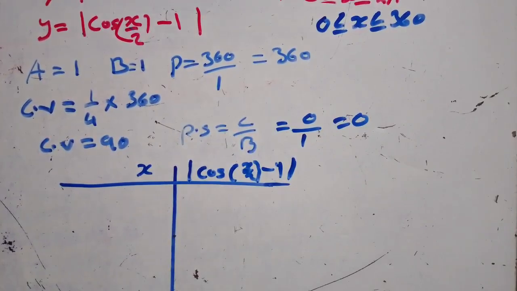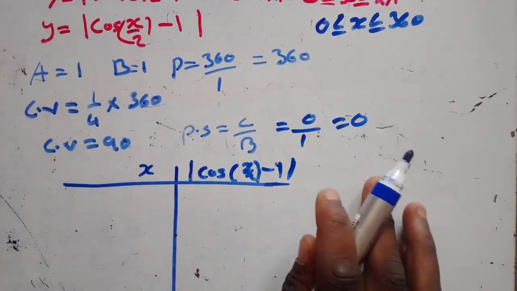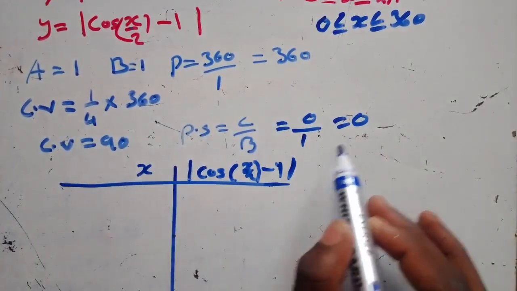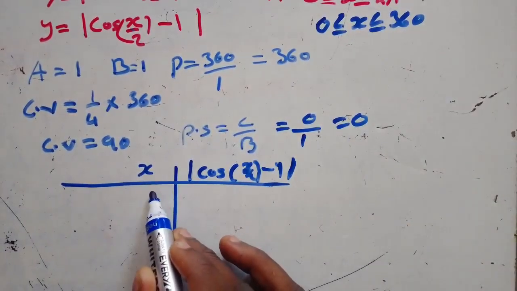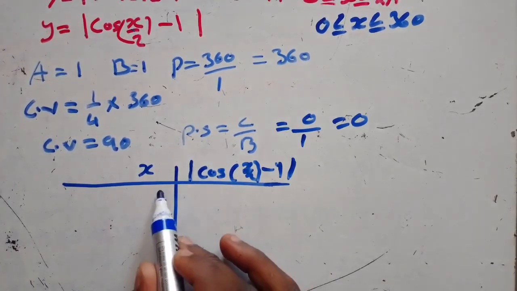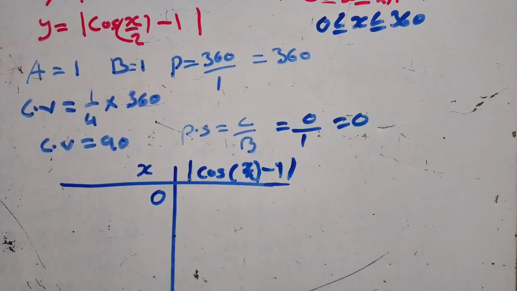Okay, so after this, you now start to say that the phase shift is 0. So 0 is the starting point of the graph, because the phase shift is the starting point of the graph. So we're going to have 0 here. After 0, to find the next value of x, we just add the counter value. So phase shift plus the counter value, 90 plus 0, will give us 90.